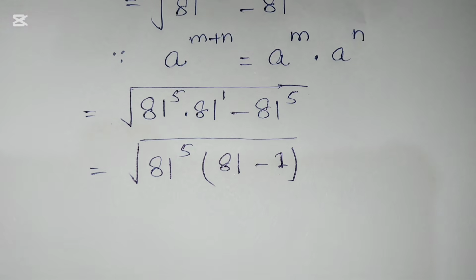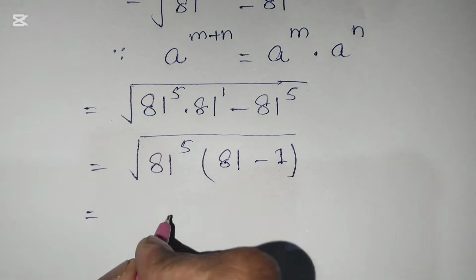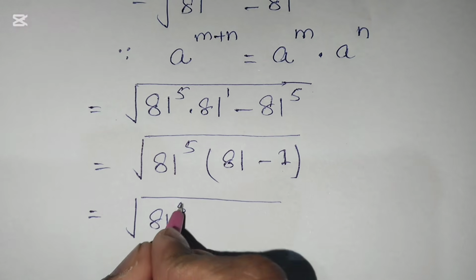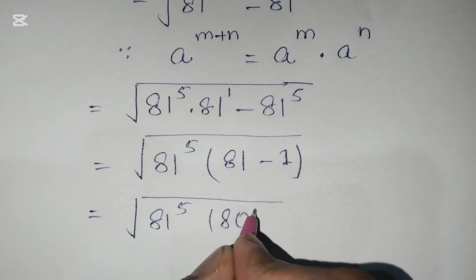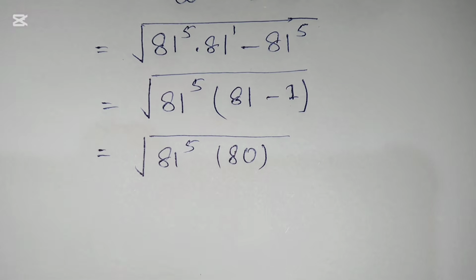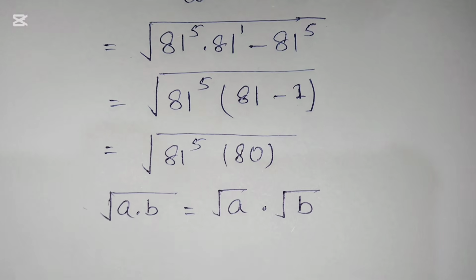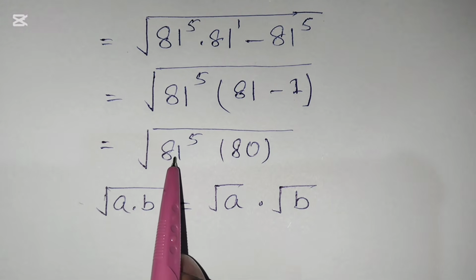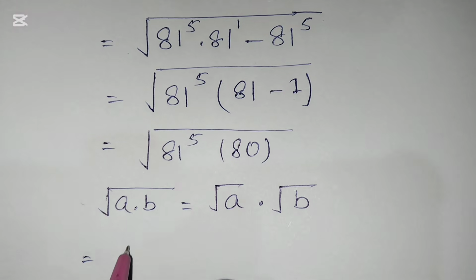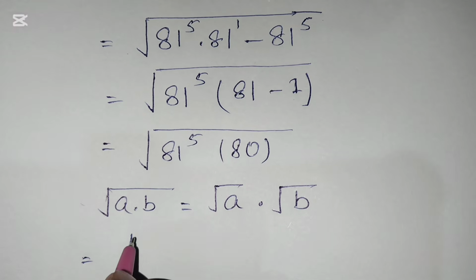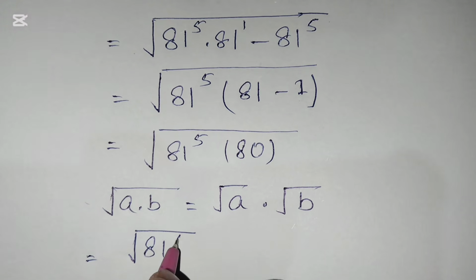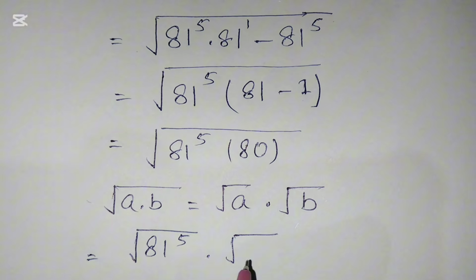So the equation now becomes square root of 81 power 5 into 80. Now where a is 81 power 5 and b is 80, the equation becomes square root of 81 power 5 times square root of 80.